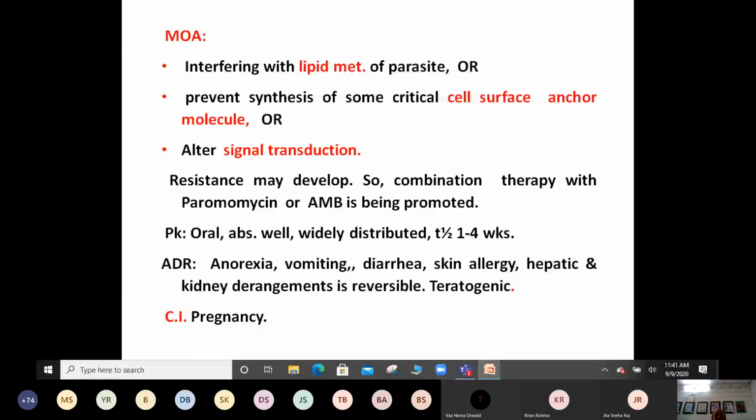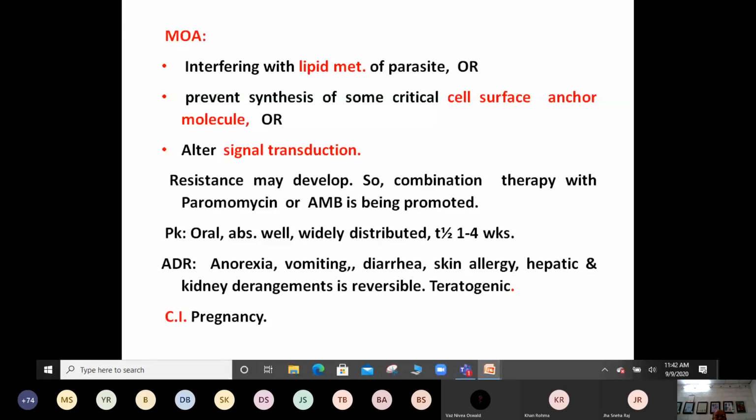Now for this drug, resistance may develop, because you have to give it for 4 weeks. In that time the organism may get resistance. Therefore, combination therapy with other drugs is promoted to prevent resistance. You have to give it as multi-drug therapy in combination with other drugs like paromomycin or amphotericin B.